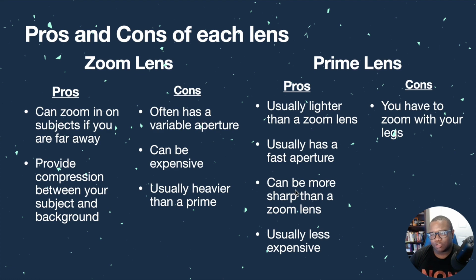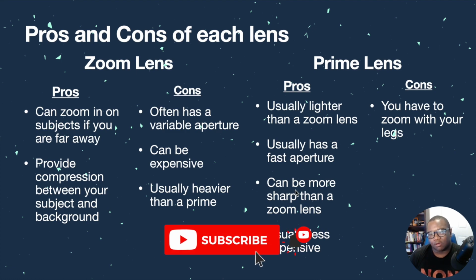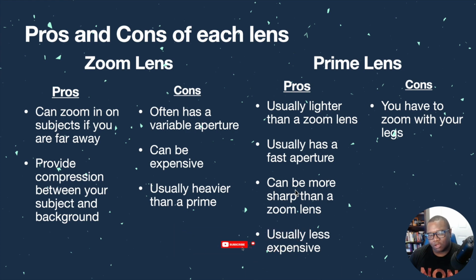Moving on to the prime lens, usually it is lighter, as I already mentioned, just because it's one piece of glass and they're usually pretty small, right? It also usually has a faster aperture. Most prime lens, they are like 1.8 or f2, something along those lines, right? There's very few prime lens that are not in that f1.8 to f4 range.